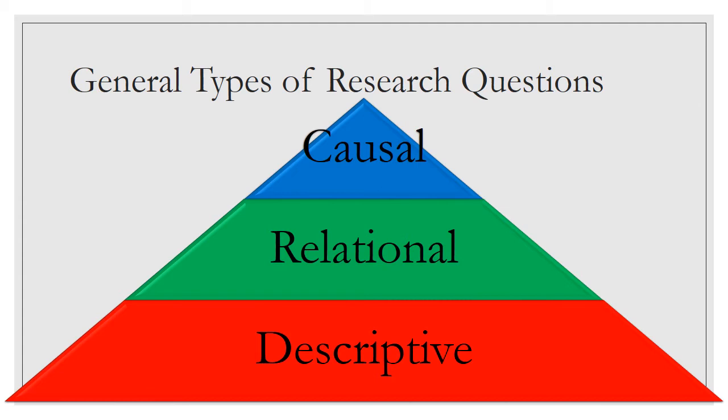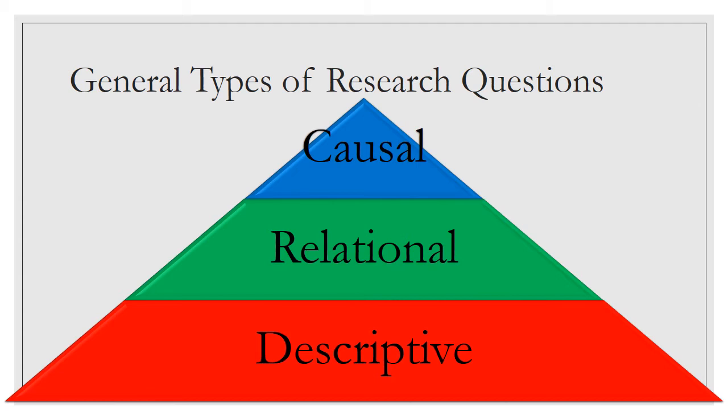So these 3 questions can cover many of the types of questions that we're going to have from a quantitative perspective, and they stack on each other. That's why I have them this way. If you're doing the relationship, if you're looking at correlations, you're also going to be describing your research. If you're doing a causal study to try and determine some cause and effect, you're also going to be looking at relationships and describing that research. So they build on each other.